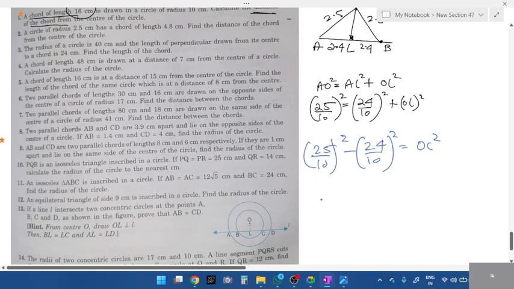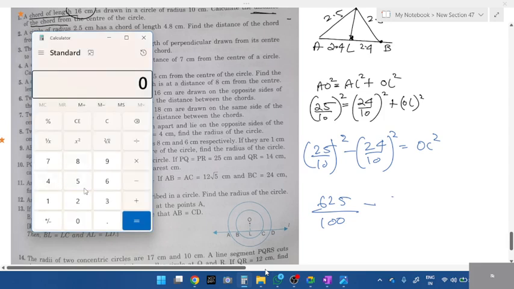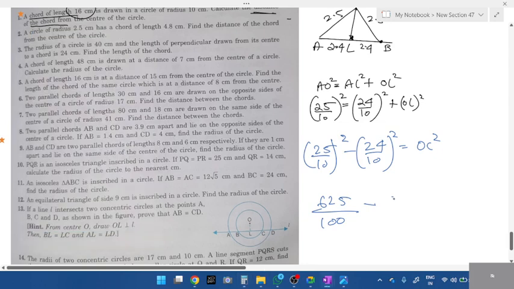Yes, what is 25 squared? How much is 25? 625 by 100 minus, is it 576? See, that's because a decimal was given, I took 10. 576 divided by 100. 100 is common, I'll say. 625 minus 576. What's the answer, students?